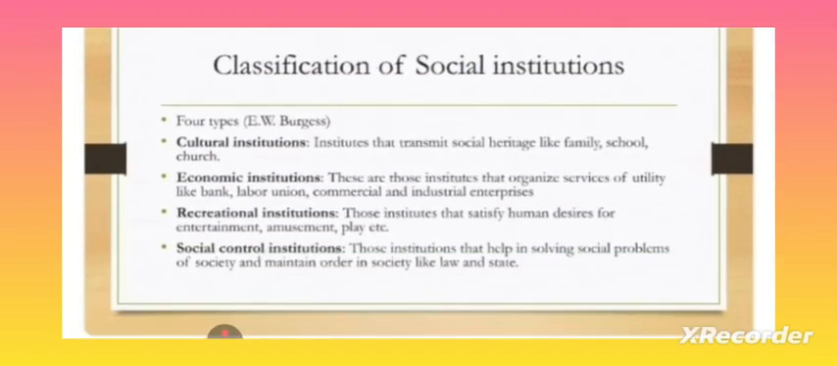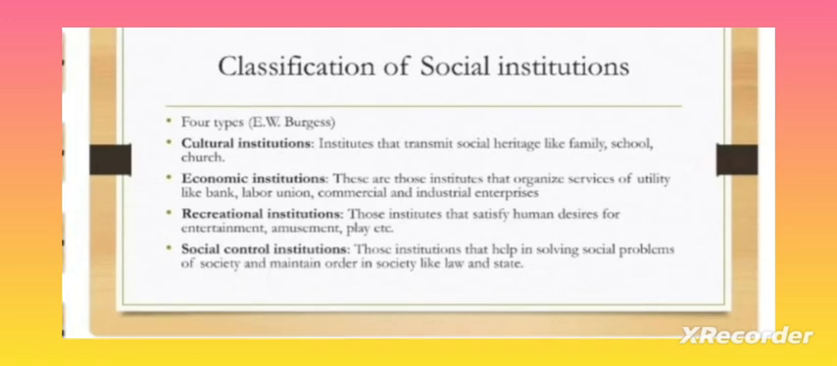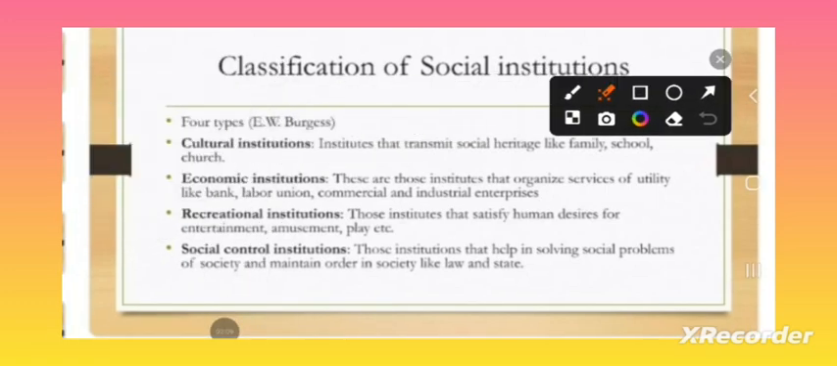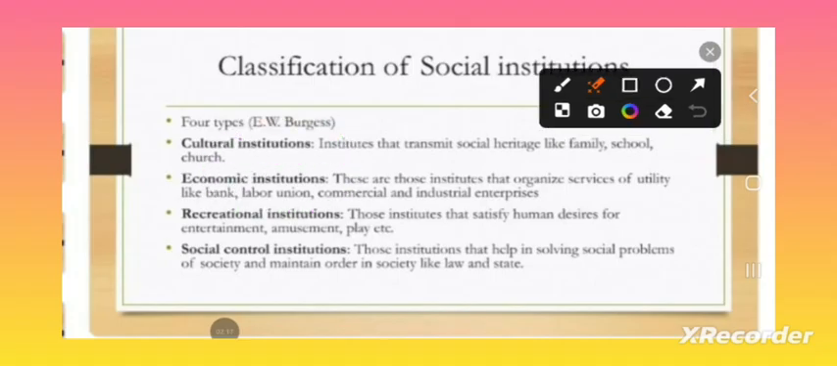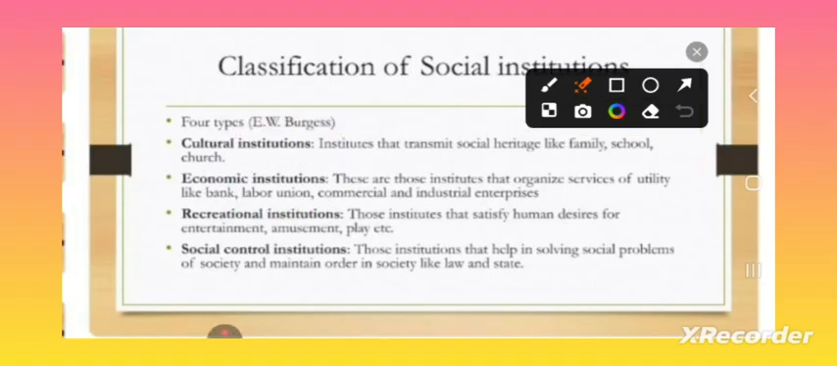Classification of institutions. Cultural institutions transmit social heritage. Example: family, school. Economic institutions organize the services of utility. Example: industry, banking. These are those institutions that organize services of utility like banks, labor unions, and commercial and industrial enterprises.